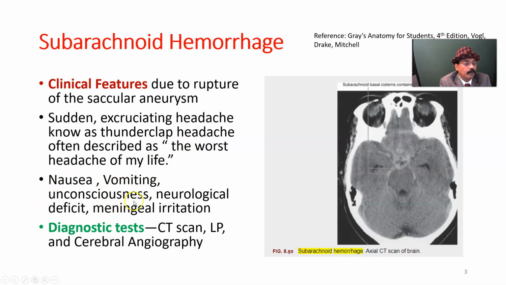Nausea, vomiting, unconsciousness. Neurological deficit is also possible depending on the type or extent of hemorrhage. Meningeal irritation, we can test it by Kernig sign and by Brudzinski sign.